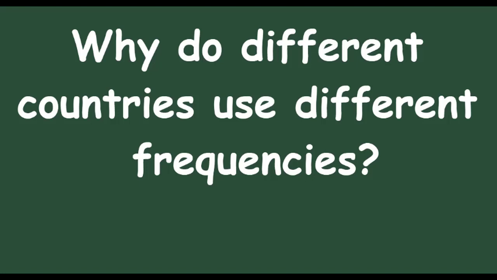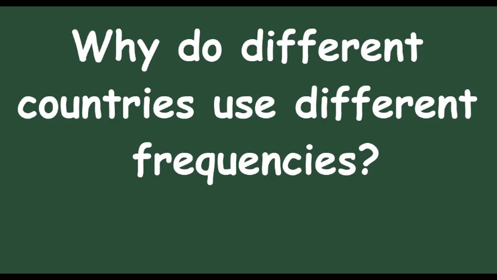Have you ever noticed that when you travel to another country, your electronic devices like cell phones or Wi-Fi routers might not work the same way as they do at home? That's because different countries use different frequencies for their communication networks. But why is that? Imagine you're at a party where everyone is talking at the same time. It would be hard to understand what anyone is saying because of all the noise, right?